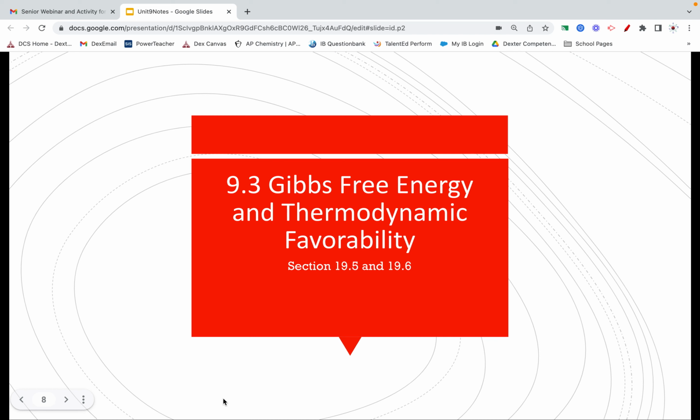On to Gibbs free energy and thermodynamic favorability. So when we were talking about thermodynamics originally and enthalpy, we discussed how most of the time exothermic reactions were favorable, and endothermic reactions could occur, but why could they occur even though they require energy? And why could they occur spontaneously even when they required energy from the system or the surroundings? And that gets us into Gibbs free energy.